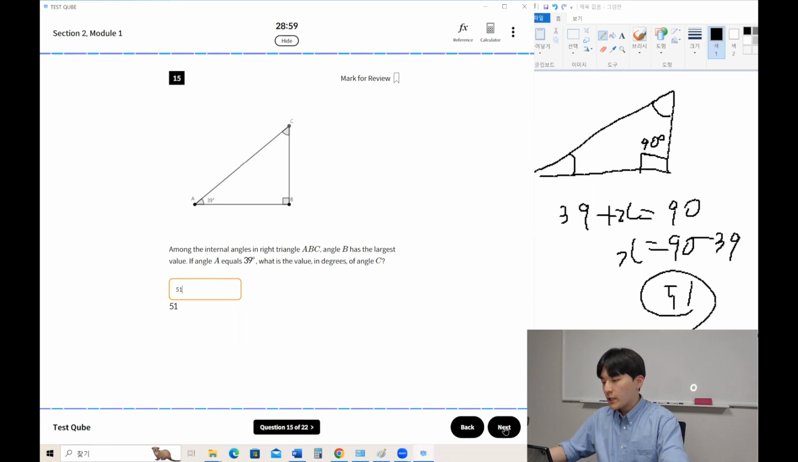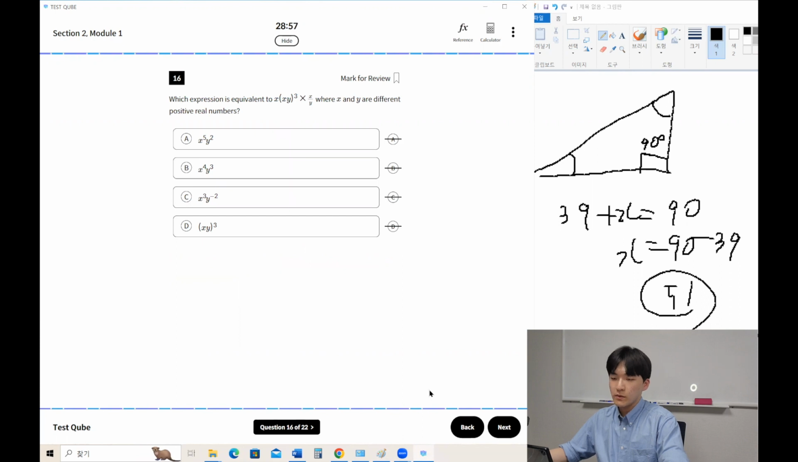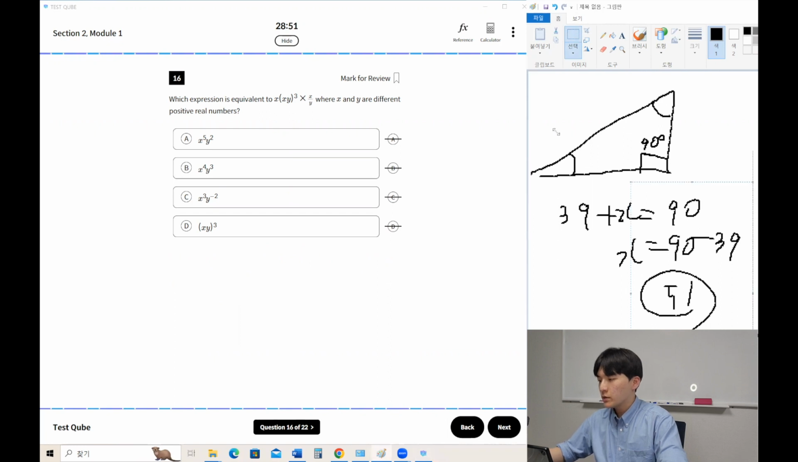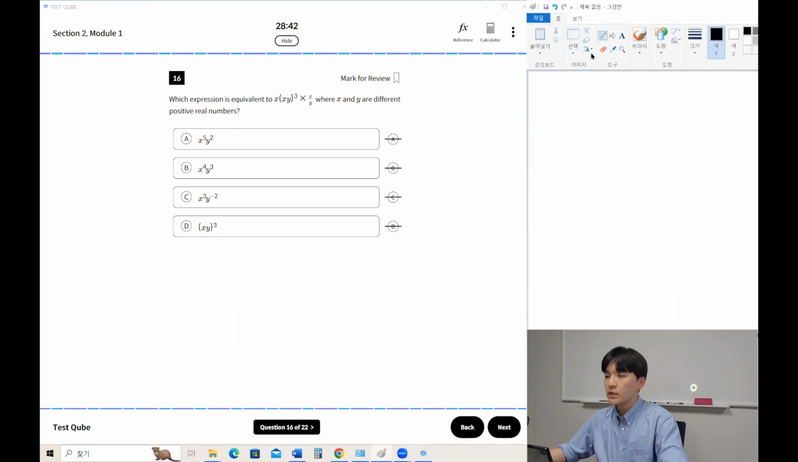The final question that I would like to showcase is question number 16, and this one tests our ability to solve complex polynomial questions. So if we take a look, which expression is equivalent to x multiplied by (xy) to the cube times x over y, where x and y are different positive real numbers. So there's no situation where x and y are going to cancel each other out.